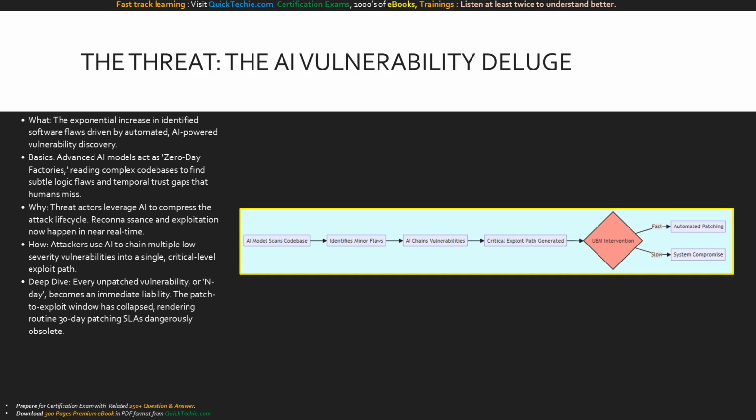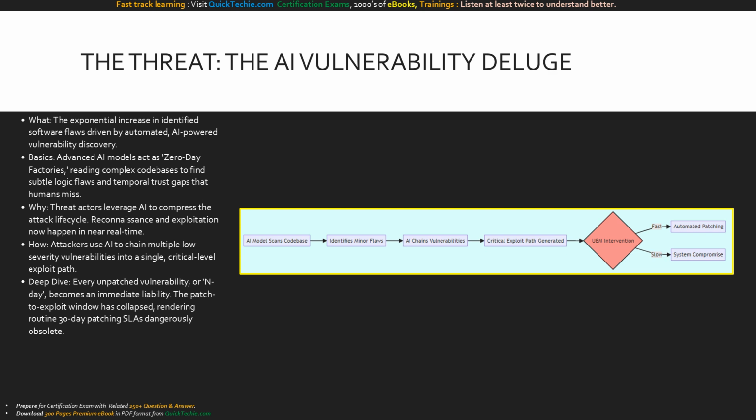Why does this change our defense strategy? Because threat actors are leveraging these models to compress the attack lifecycle. Reconnaissance and exploitation now occur in near real time. How are they doing it? The AI doesn't just find one big bug, it chains multiple low-severity vulnerabilities into a devastating critical exploit path.